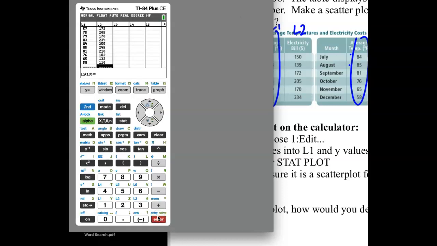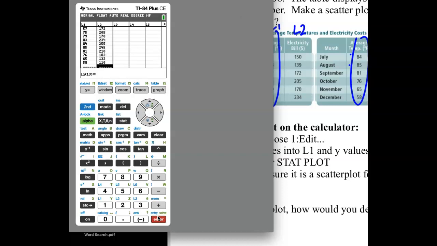All right. Notice that my X's and my Y's, list 1 and list 2, have the same number of values paired up. If you get an error message that says dim mismatch, like dimension mismatch, it means that you don't have the values paired up. You have one column that has more numbers than another. Okay, so we've entered our data.